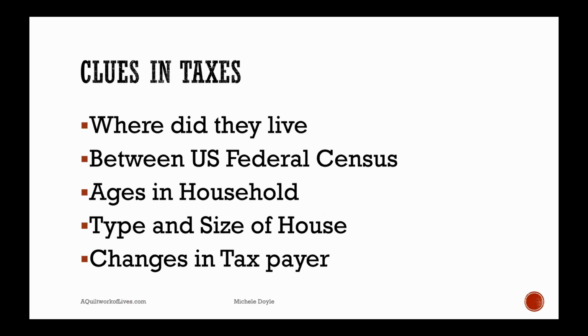So, some of the clues that we find in taxes. One of the things to think about is taxes were generally every year. So there would be paperwork in a county courthouse, in a state government house, in a federal IRS, whatever. There will be information there every single year. We pay our income tax every year. We pay our property tax every year. So in between the US federal census, we are able to piece together our ancestors' lives.